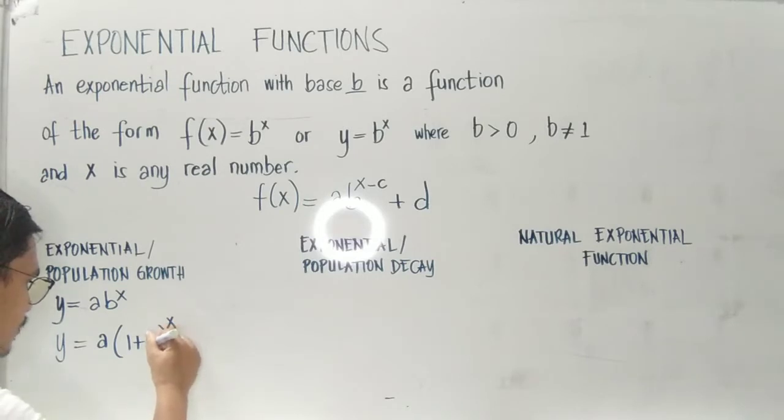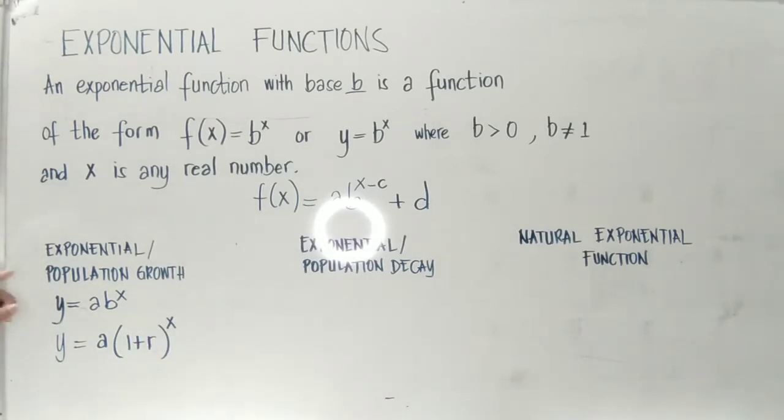We have to conceptualize that in population growth, we are dealing with problems and situations where a population starts from a point and is increasing exponentially, such as the population of bacteria, humans, and of course your money. So we have y equals a times the quantity of 1 plus r raised to x.